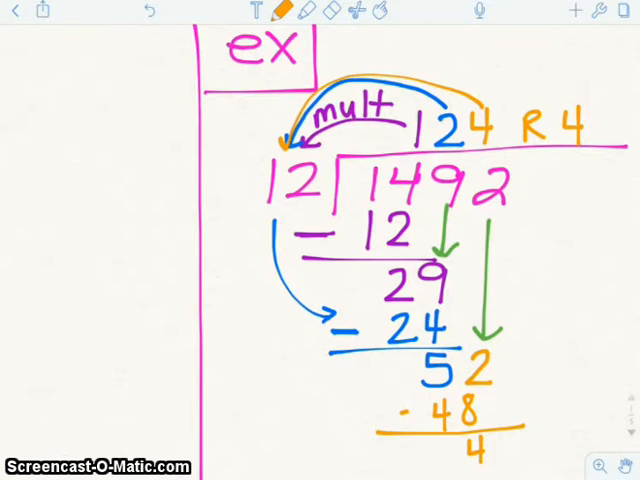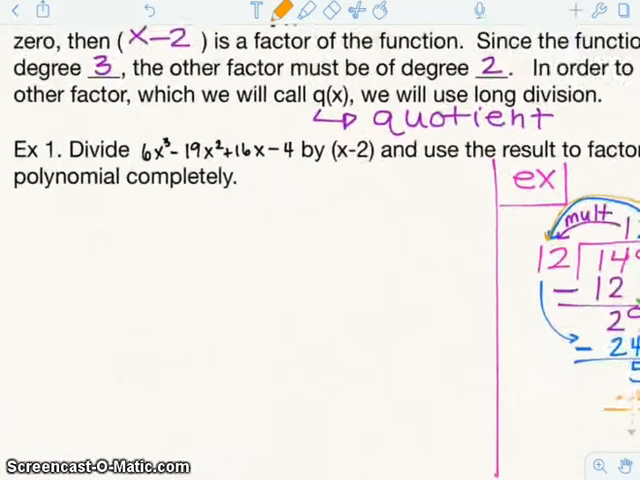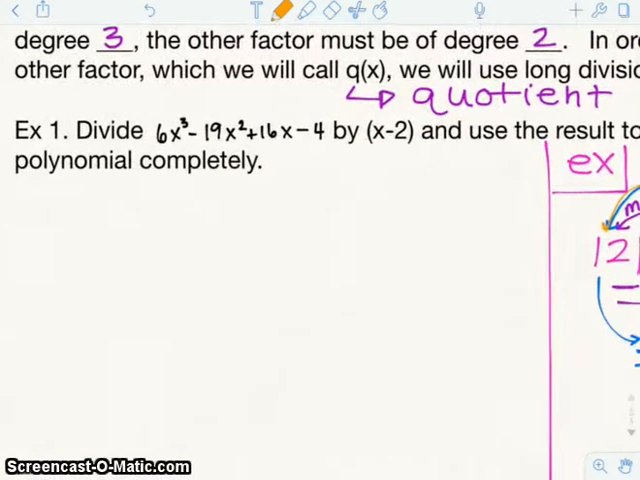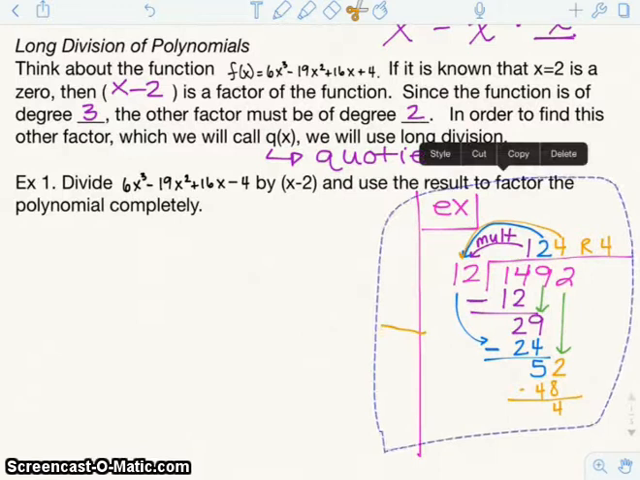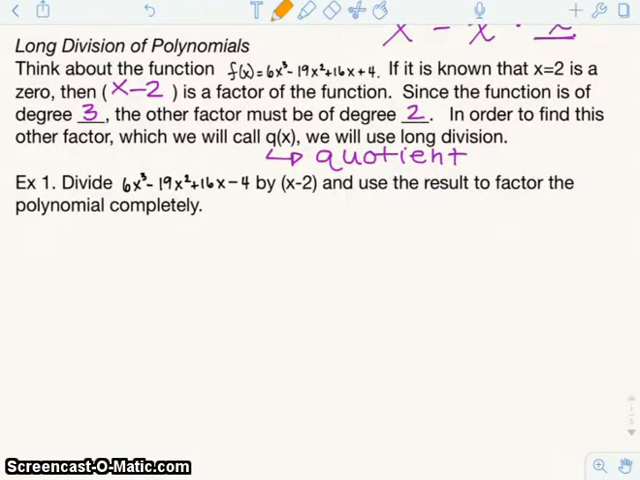So let's get into long division for polynomials. Okay, if I'm going to do this one, it says 6x to the third minus 19x squared plus 16x minus 4. Divide that by x minus 2, and then we're going to get rid of this last part here. So you can just cross out this piece right here.